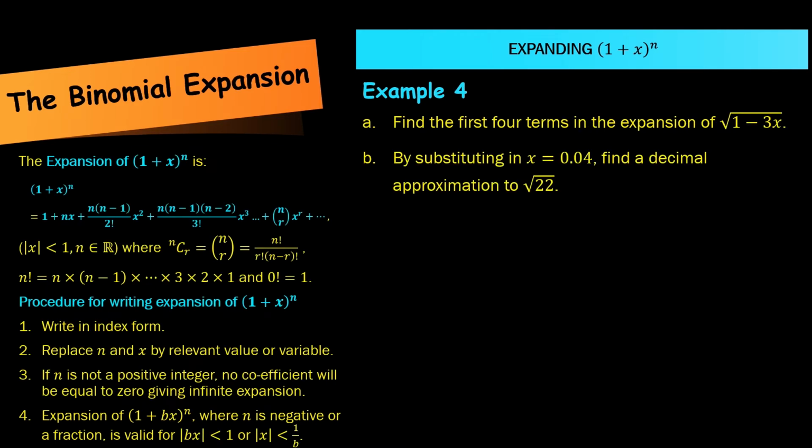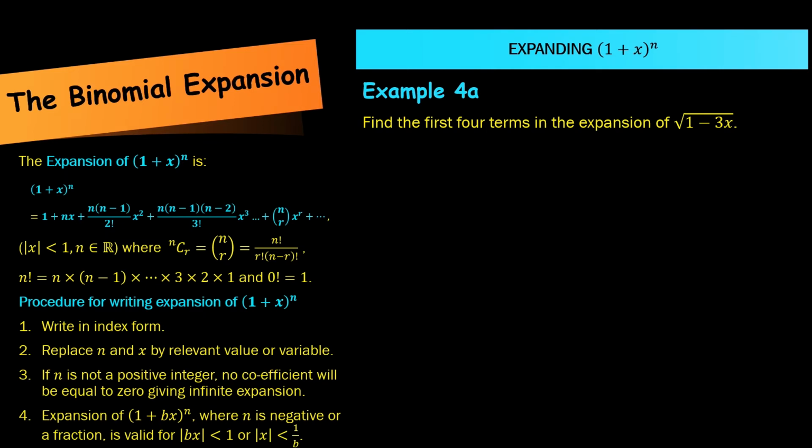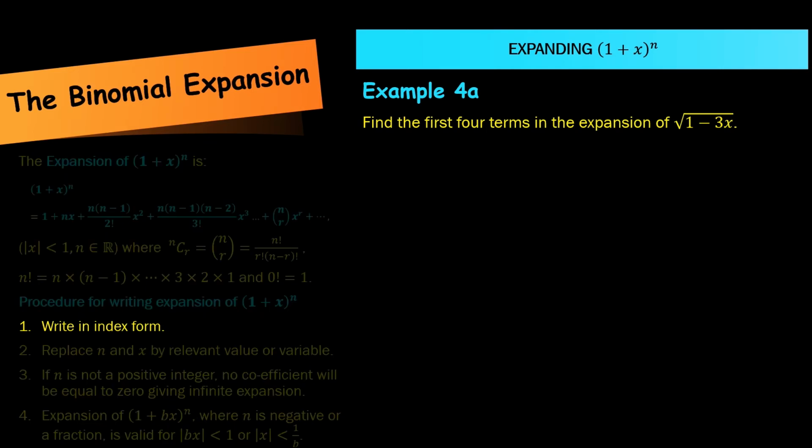Now let's take a look at another example. Pause the video and have a go. Press play when you're ready to view the solutions. So let's take a look at part A first. We're going to begin by writing the expression in index form. Root 1 minus 3x can be rewritten as 1 minus 3x all raised to the power 1/2.